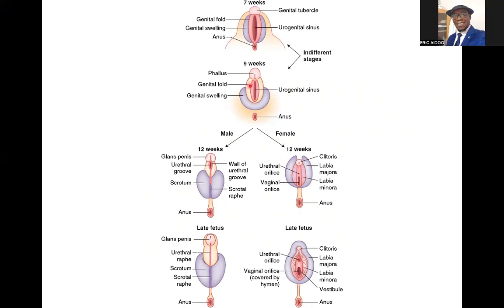Okay. Then you have the genital swelling forming the labia majora. Genital swelling, also known as labioscrotal swelling, will form labia majora. So again, you have the clitoris, labia majora, labia minora. Then you have the vaginal orifice and urethral orifice, and then the anus.